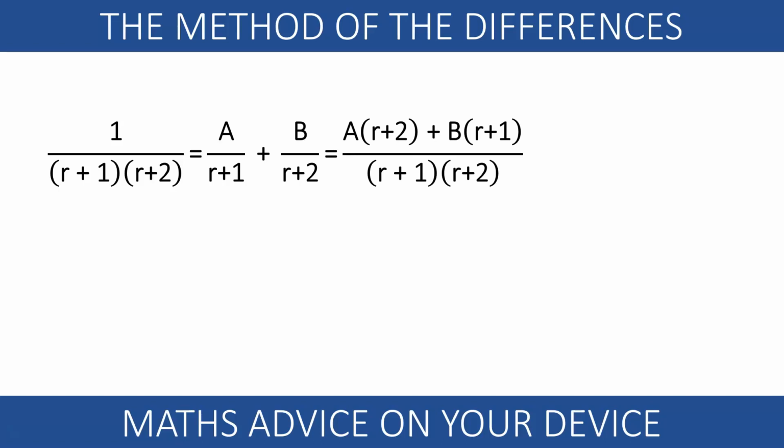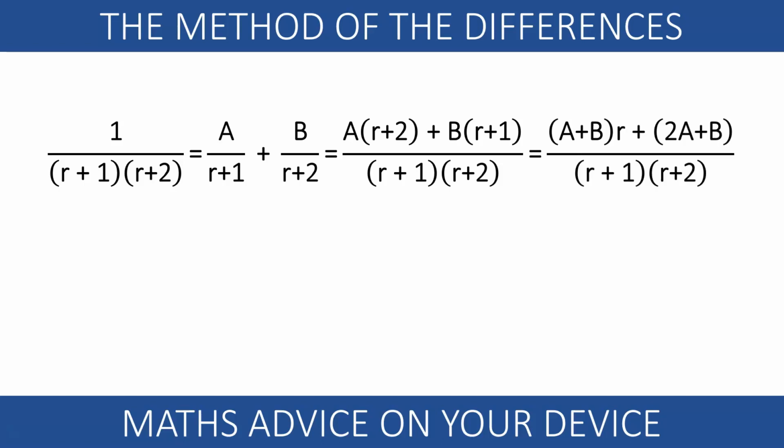We are going to split our fraction into a over r plus 1 plus b over r plus 2. For that, we need to figure out the values of a and b that make that equation true. How? Well, we expand a times r plus 2 plus b times r plus 1, and we collect like terms. The terms with r, ar plus br, can be collected as a plus b times r. The terms without r can be collected as 2a plus b.